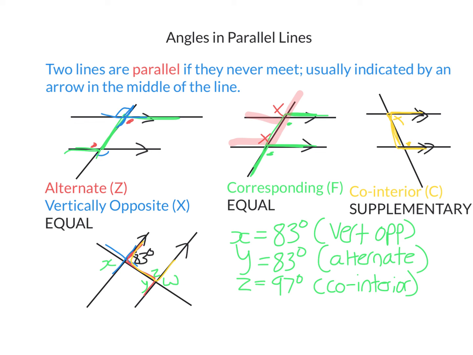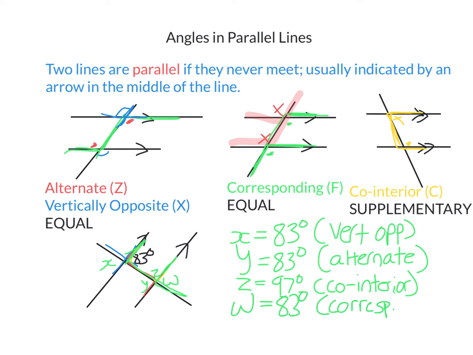So finally, let's look at W. So you've probably guessed that these two angles are corresponding. They're enclosed by the F shape here. So this angle and this angle are corresponding. We know that corresponding angles are equal. So W must be 83 degrees. And we just write our reason. We can just abbreviate it because I'll know what you mean.